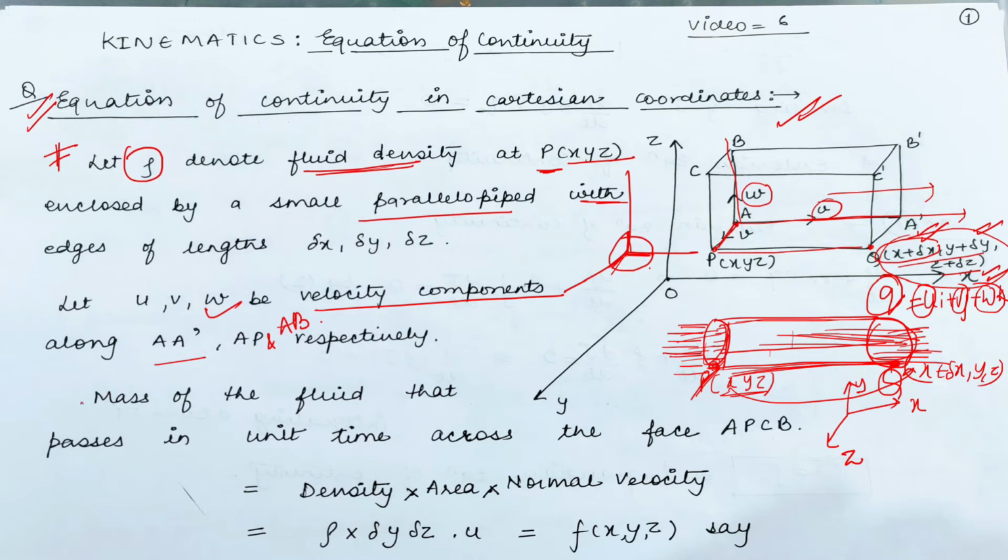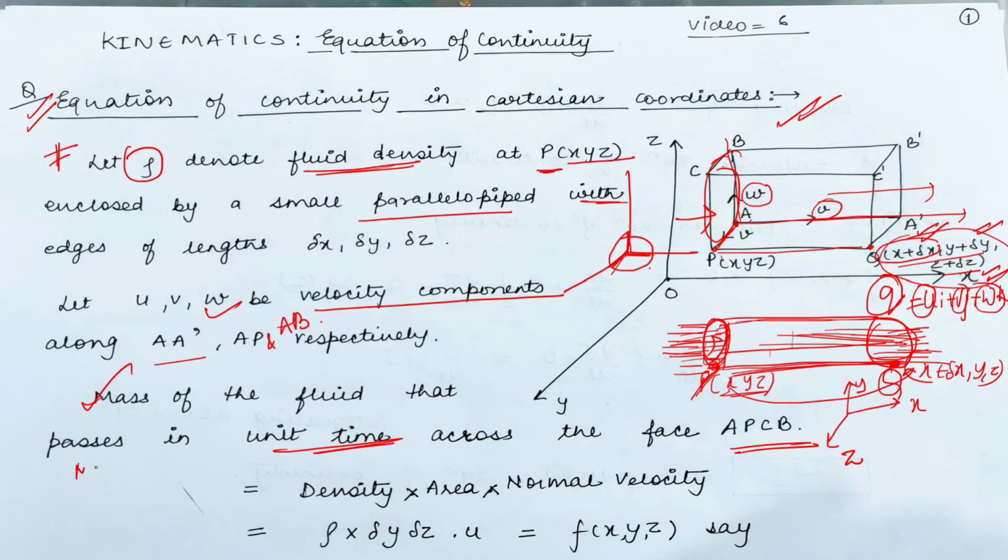Now the mass of the fluid that passes in a unit time across a phase APCB. The fluid mass which is passing through this phase, that means through this phase A, P, C, B is the phase. Through this phase, the mass of the fluid is passing. How much mass of the fluid is passing in a unit time?